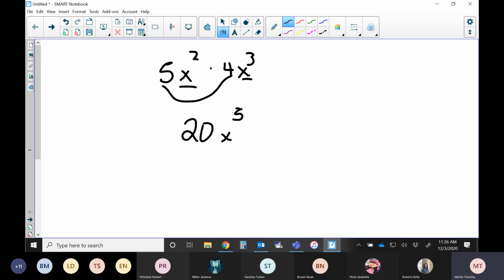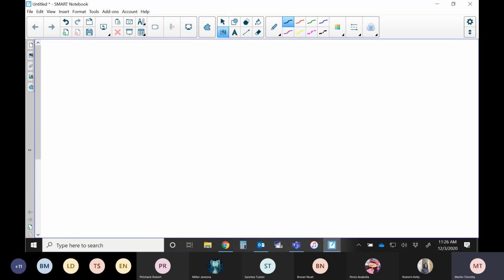Does that make sense? Yeah. We're going to need to know how to combine like terms and how to multiply them. Notice when I multiply them, what didn't matter? What didn't matter when I multiplied them? The exponent of the variable. Are these like terms?